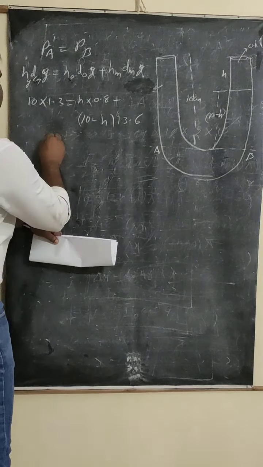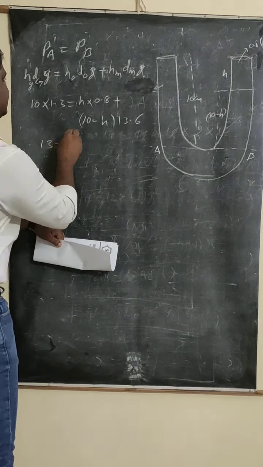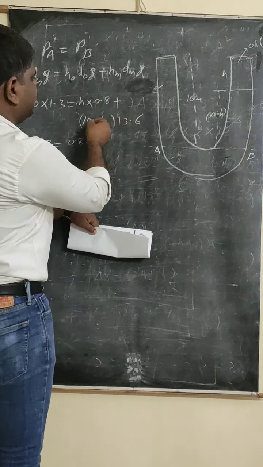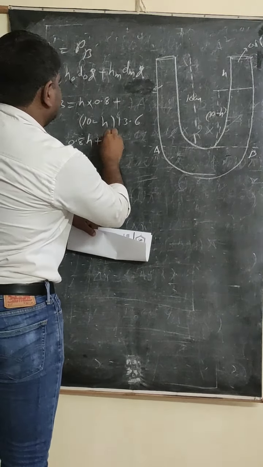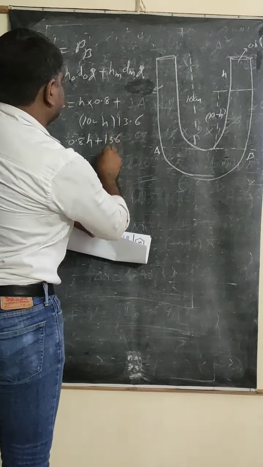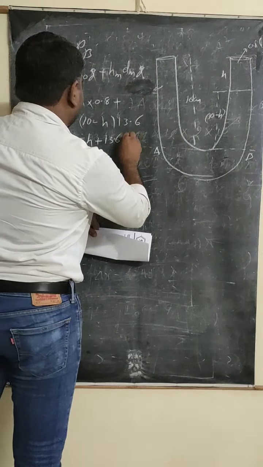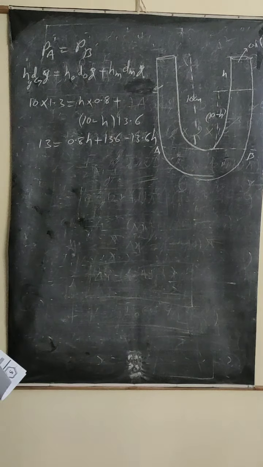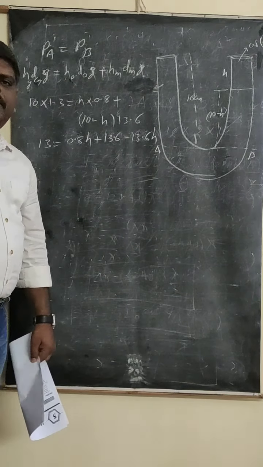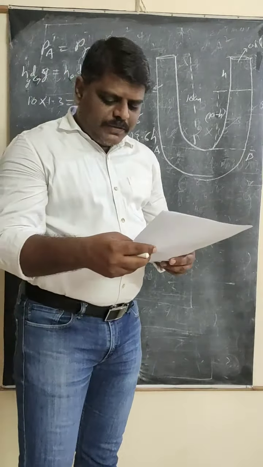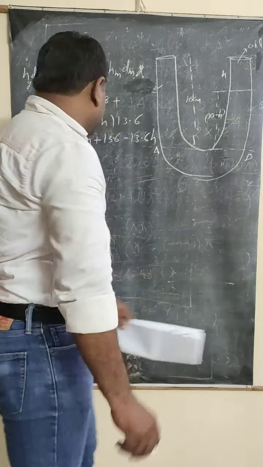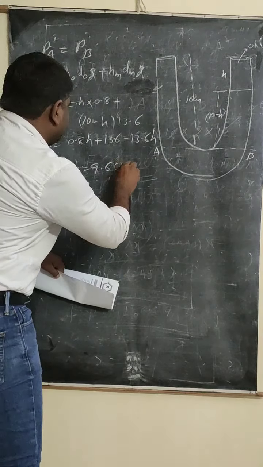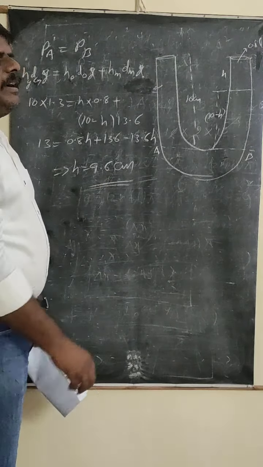13 equals 0.8 H. If you multiply, plus 13.6 becomes 136 minus 13.6 H. Okay, if you simplify it and find the H value, you get 9.6 centimeters. That implies H equals 9.6 centimeters. This is the height of the column.